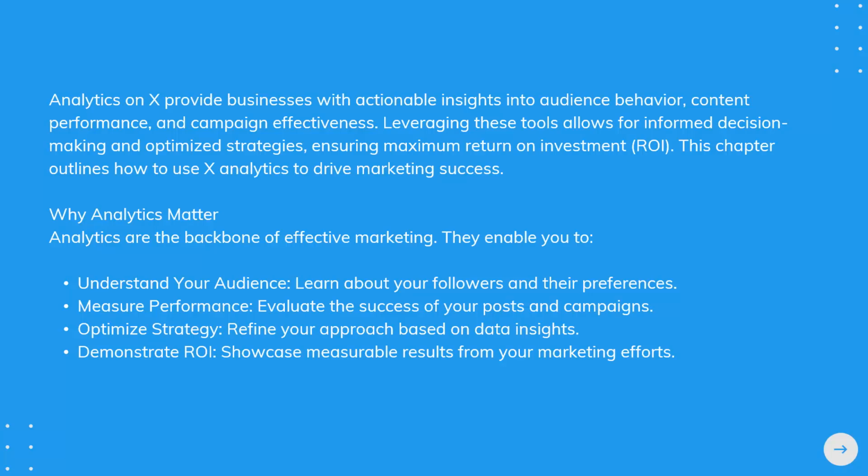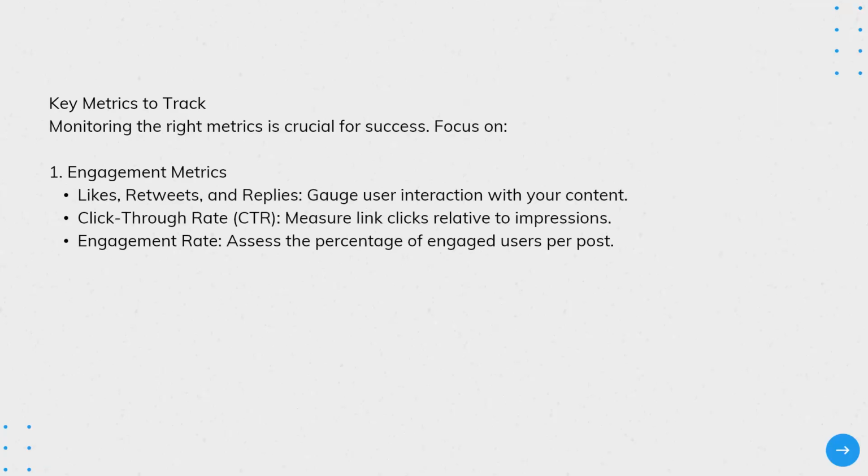Key metrics to track. Monitoring the right metrics is crucial for success. Focus on 1. Engagement metrics. Likes, retweets, and replies gauge user interaction with your content. Click-through rate, CTR, measures link clicks relative to impressions. Engagement rate assesses the percentage of engaged users per post.